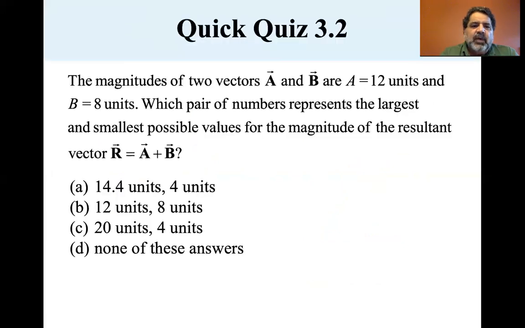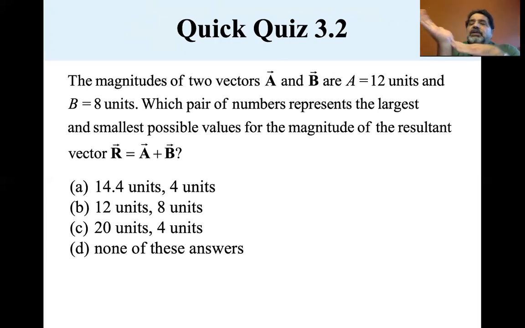All right, let's do a quick quiz. The magnitudes of two vectors, a and b: a equals 12 units and b equals 8 units. Which pair of numbers represents the largest and the smallest values for the magnitude of the resultant vector a plus b? Well, if you have one that's 12 and one that's 8, the largest will be when they line up head to tail on the same line. So 12 plus 8 equals what? It equals 20. So the largest one is 20.